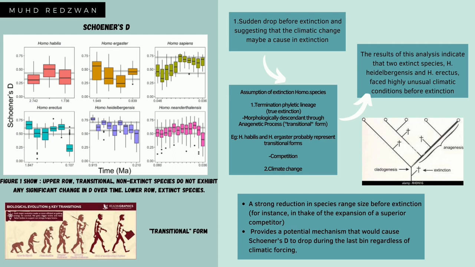The second assumption for the extinction of Homo species is competition. We can see that maybe the competition between Homo species, for instance through the expansion of a superior competitor, provides a potential mechanism that would cause Schoener's D to drop during the last bin, regardless of climatic forcing. Maybe this is related to the sudden drop of the Homo species. The last one is climate change. Climate change may also cause the extinction of Homo species.